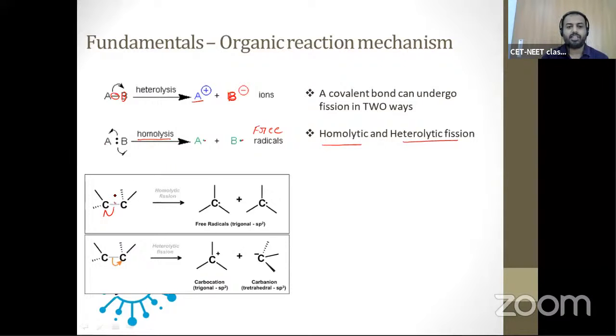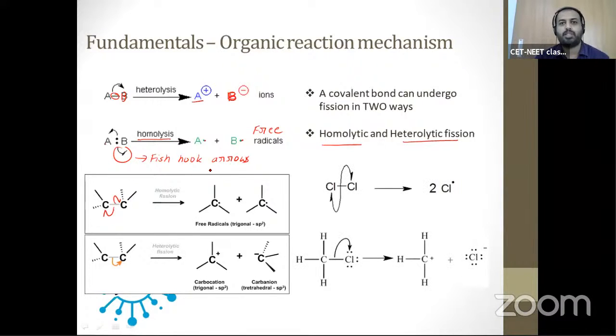These are called fish hook arrows. A few more examples of that kind. Next. So we now know how bonds can be broken in organic compounds during organic reactions.